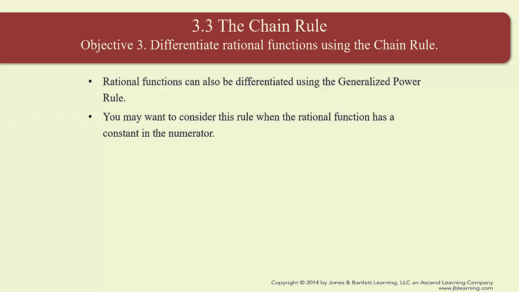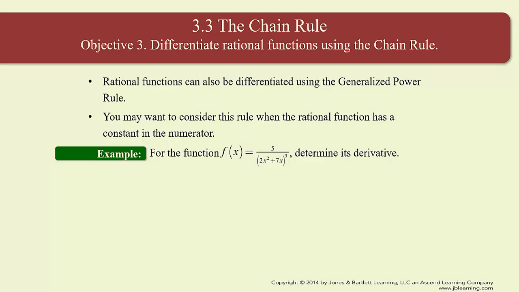I would tend to say you might want to consider this rule, especially when a rational function has a constant in the numerator. So when you have a constant in the numerator, rather than cranking it through the quotient rule, doing a little bit of algebra to rewrite the function can make the calculus a lot easier.